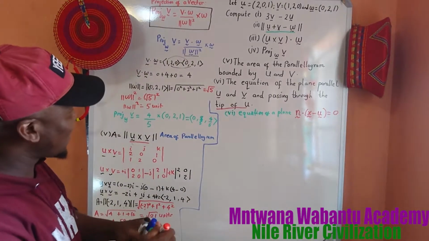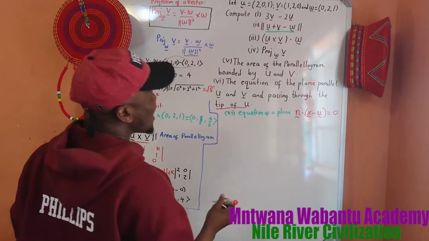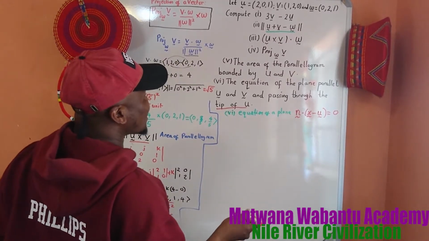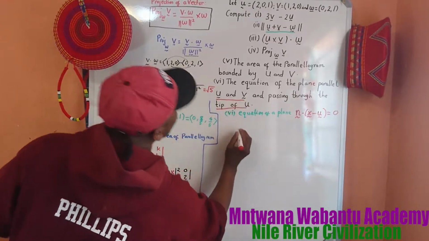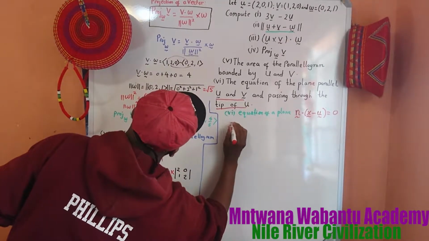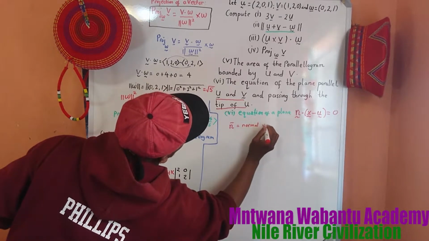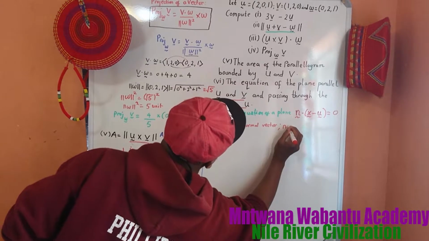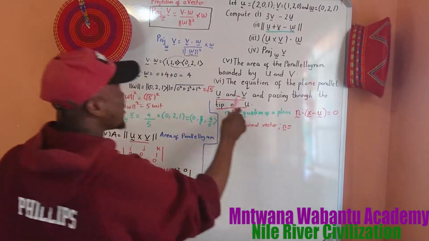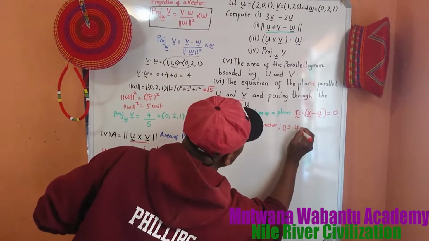So now, how are we going to get the normal vector? Let's say the equation of the plane is parallel to u and v. To get the normal vector, this is called the normal vector. How do we get it? For a plane parallel to u and v, you take u and cross v.